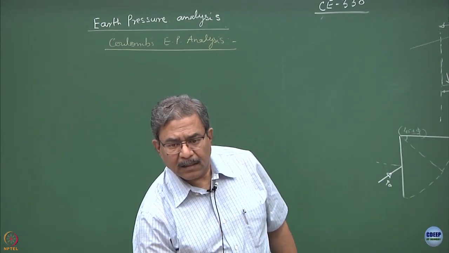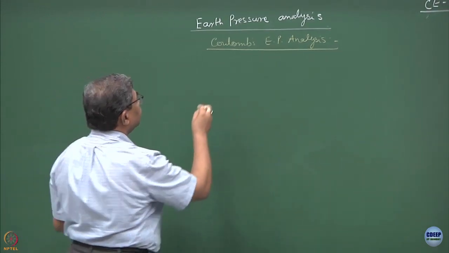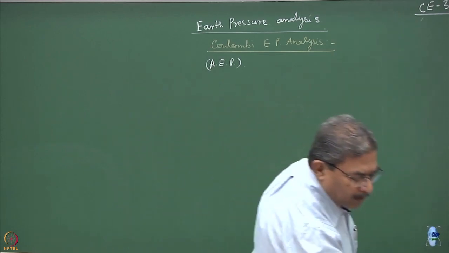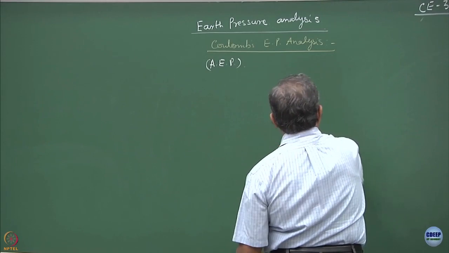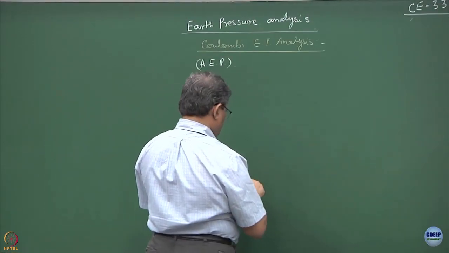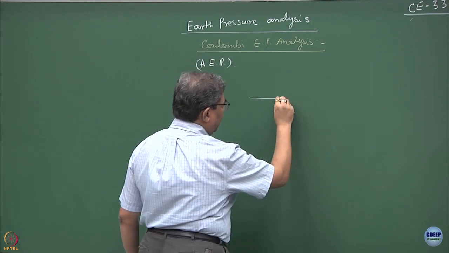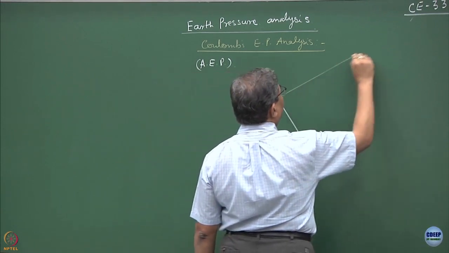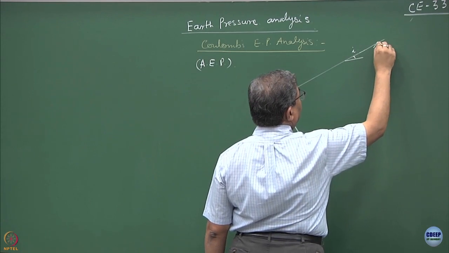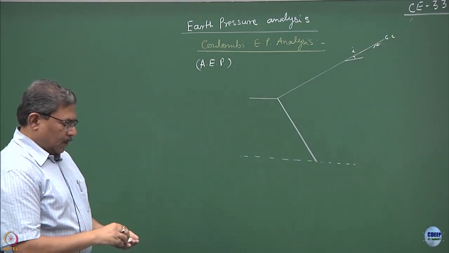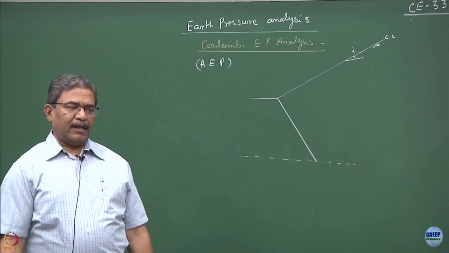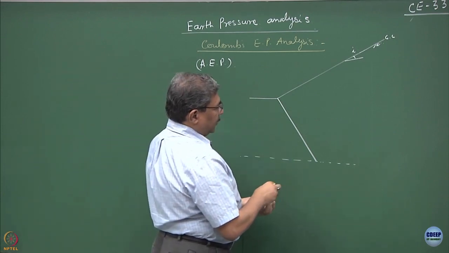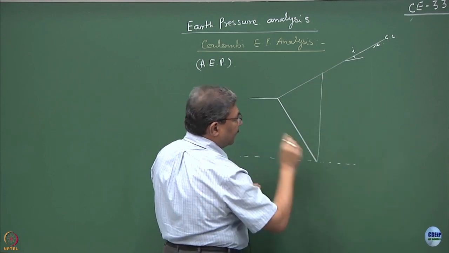So, for a generalized situation, the active block will look like this. Active earth pressure analysis. Let us assume that the wall and the backfill both are having inclination. So, for that matter, this is the wall. This is the inclination of the backfill. In this case, what we do is we go by trial and error analysis by using the method of stability of wedge only.